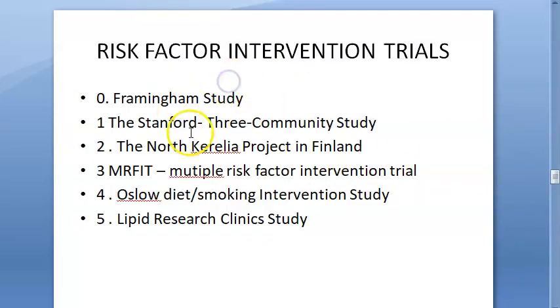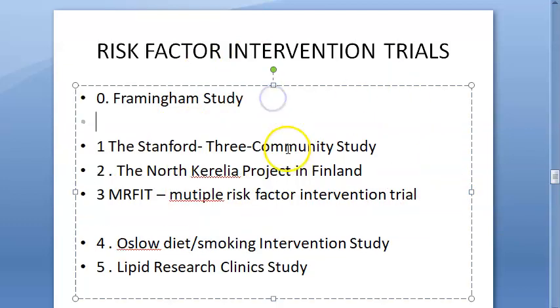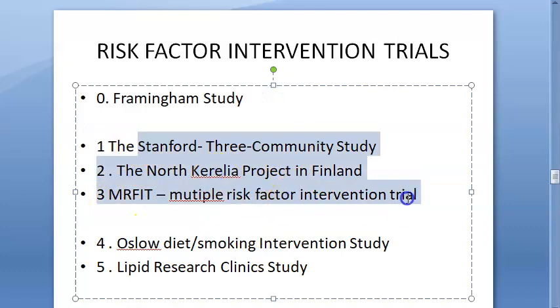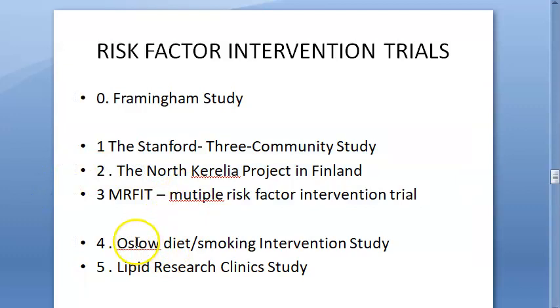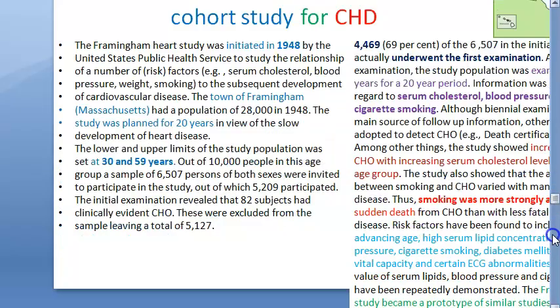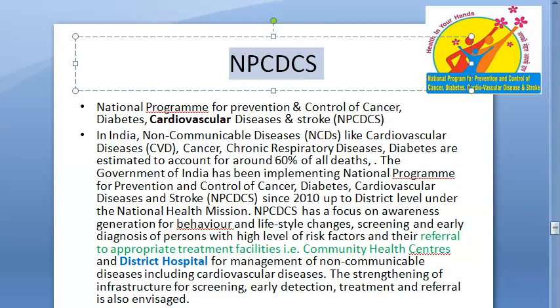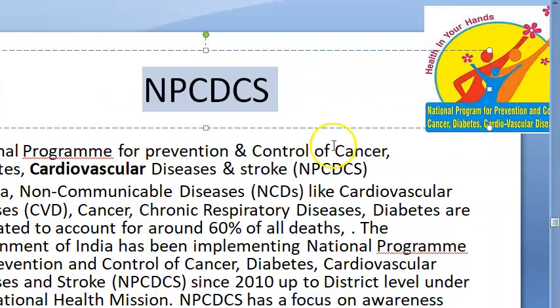Then risk factor intervention trials. We told you Framingham study. It's one of the earliest studies. Then you have these three for risk factor identification and all that. Then these two are for high risk intervention studies. Each of these have been explained in the textbook. Secondary prevention you saw. Then in India, what is the national program for non-communicable diseases?